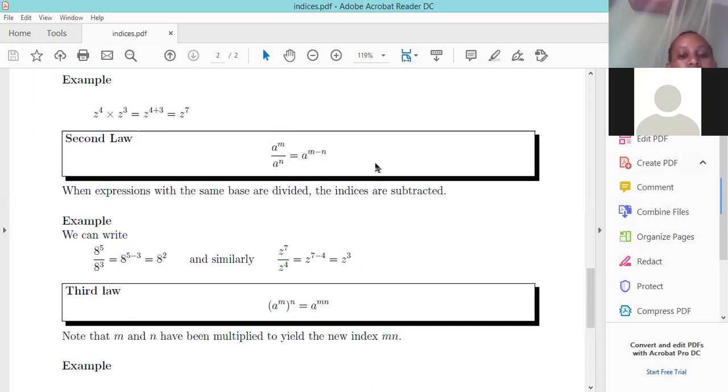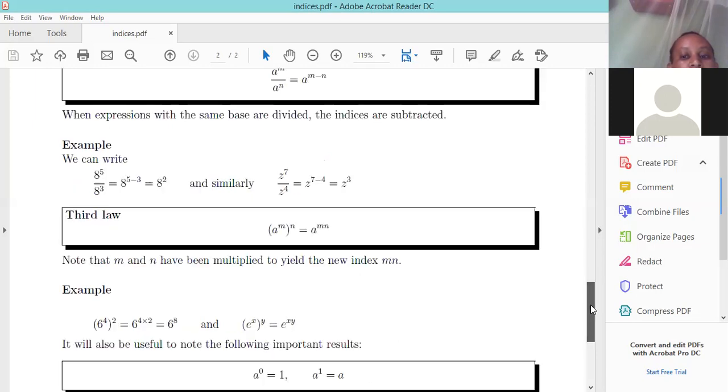you subtract the powers. A good example in our document here, we see we have 8 to the power of 5. We divide by 8 to the power of 3 because 8 is the same. This is our same base. We can go ahead and subtract the powers. But we are saying before you subtract, ensure that your base is actually the same.